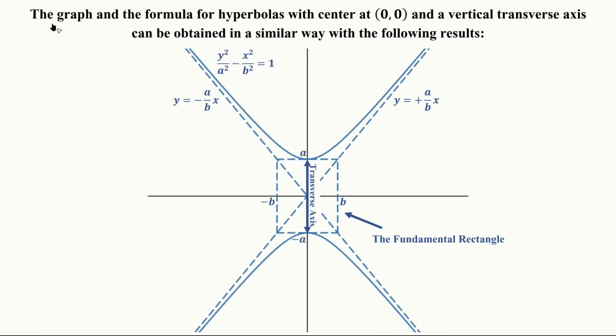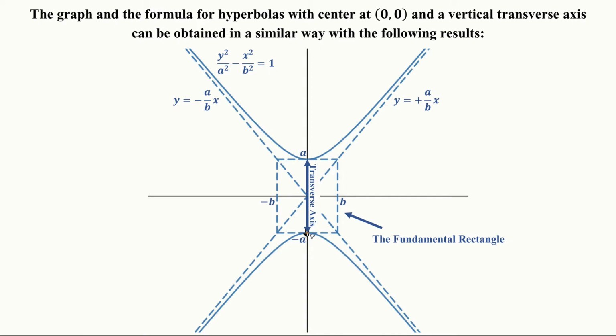All right, so when it comes to the graph and the formula for hyperbolas with the center at the origin and a vertical transverse axis, they can be obtained in a very similar way, and the results will be as follows. Instead of having x squared over a squared in this case, we're going to have y squared over a squared minus x squared over b squared equals 1. We are still associating the letter a with the transverse axis of this hyperbola and all hyperbolas.